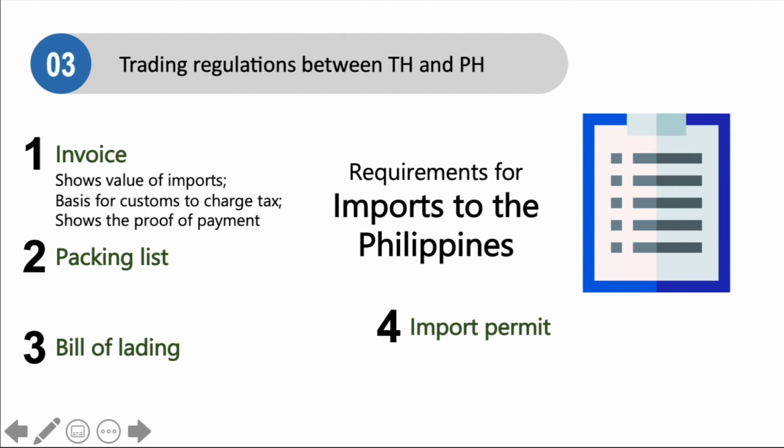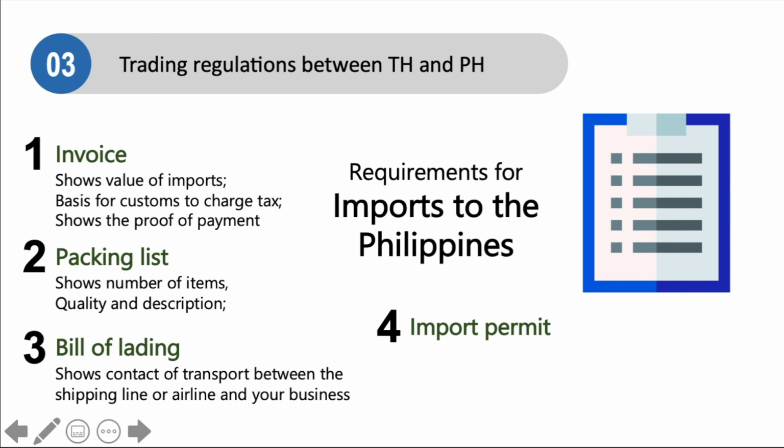The next requirement is the packing list, where it shows the number of items, the quality, and the description of items. So in the packing list, it shows how items are being packed and it should be consistent with the actual product quality. On the bill of lading, it shows the actual contract of transport between the shipping line or the airline and your business. This is also called the airway bill.